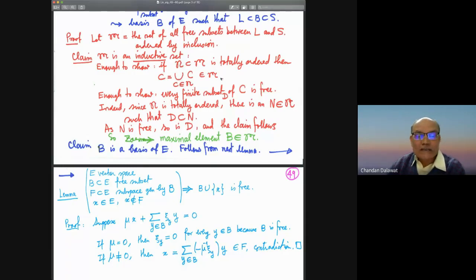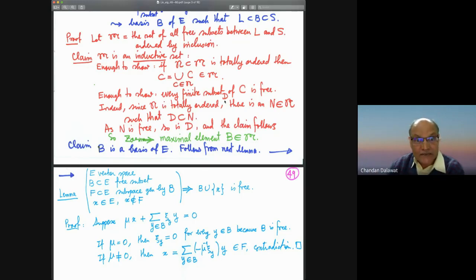Okay, so what does it mean for a subset to belong to this M? It has to be a free subset of S containing L. Of course, it contains L because each of the sets C in N contains L. And it's contained in S because each C is contained in S. So all that we need to show is that this union is actually a free subset of the vector space. Now for free subsets, we had proved earlier that a subset is free if and only if every finite subset is free.